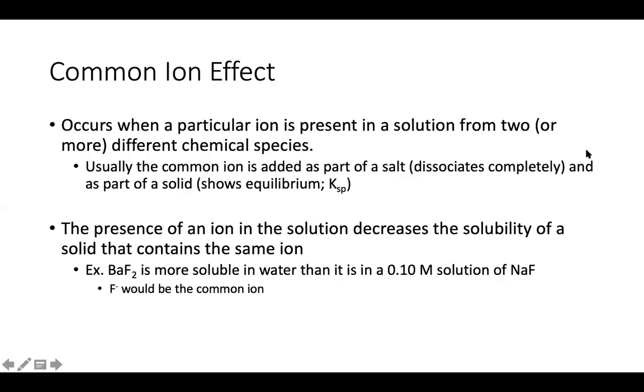The other place that we will see this ion get added to the solution is in terms of the solid that can partially dissociate. So again, the common ion will be added through 2 sources: typically a salt, and the solid that will have an equilibrium, that KSP.